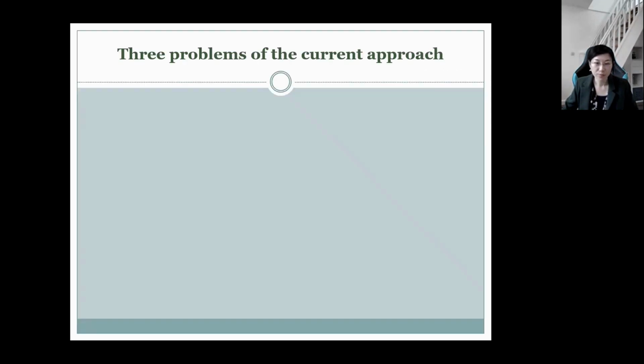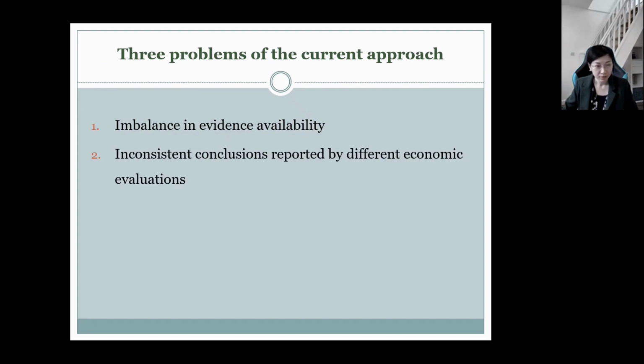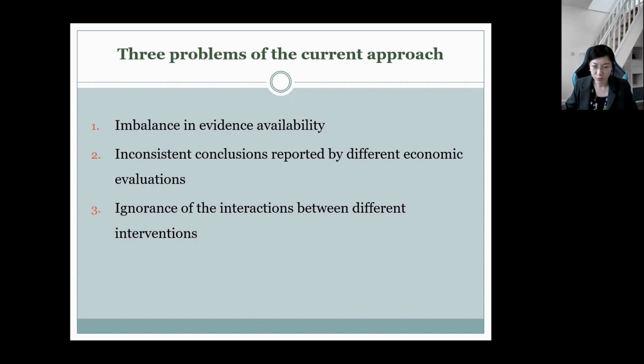So what are the problems of the current approach? The first problem is imbalance in evidence availability. The second problem is inconsistent conclusions reported by different economic evaluations. And the third problem is ignorance of the interactions between different interventions. Now I'm going to explain these 3 problems one by one in more detail.